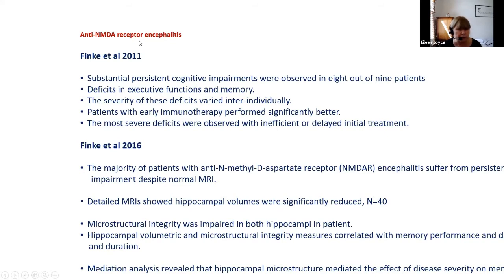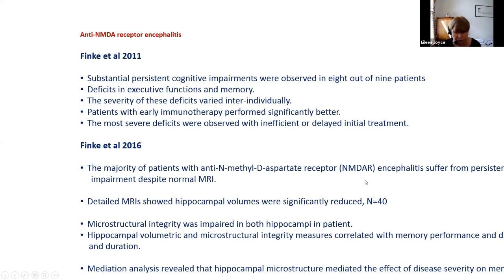Well, these are two studies from Finke, which has shown that in patients who have recovered from NMDA receptor encephalitis, there is a substantial persistent cognitive impairment observed in 8 of the 9 patients that they studied in 2011. So although these seem to have recovered, they have persistent cognitive impairment, and these were in the realms of executive functions and memory. And what they also showed, importantly, is those who were treated early with immunotherapy performed significantly better on their cognitive tests. And the most severe deficits were observed with inefficient or delayed initial treatment.